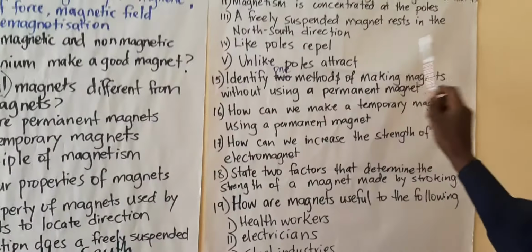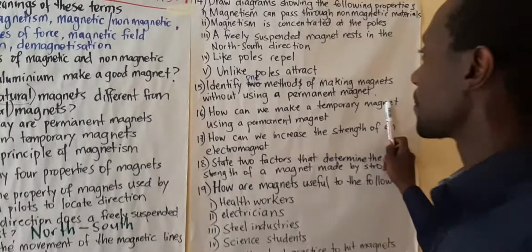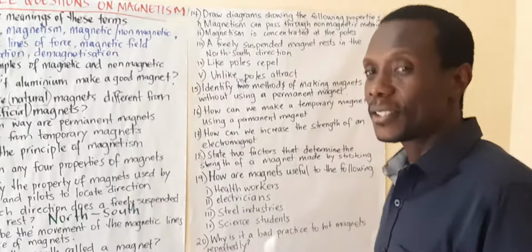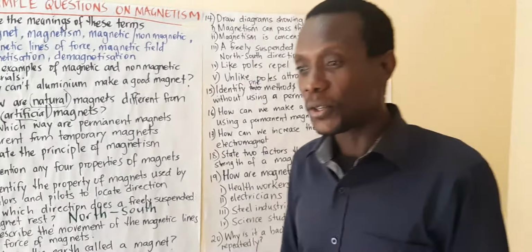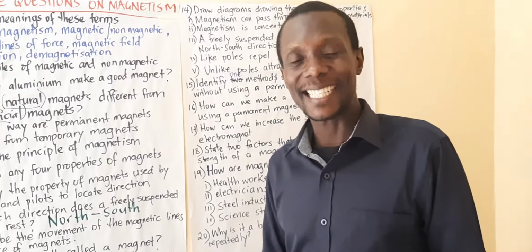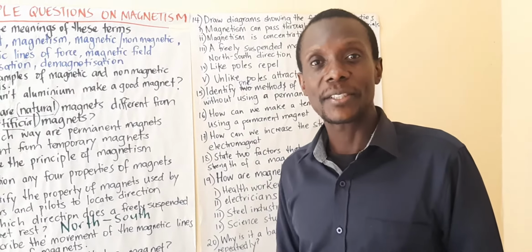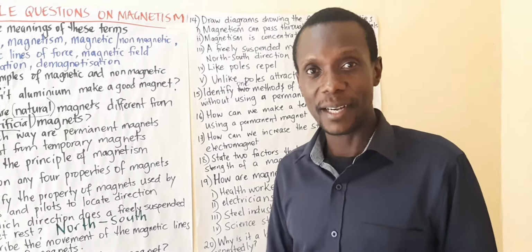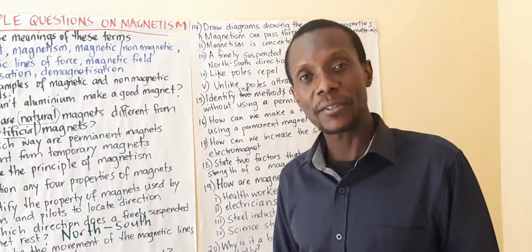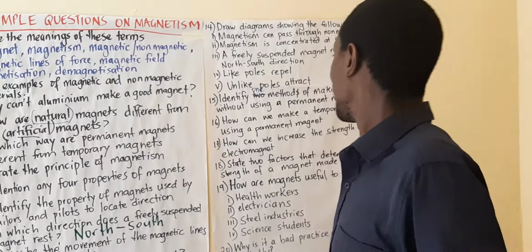Identify one method of making magnets without using a permanent magnet. First of all, ask yourself, in which methods do we use a permanent magnet? That is the stroking method and induction method. So they are demanding for a method that requires you not to use a permanent magnet, and that is when we are using electricity, and that method is the electrical method.